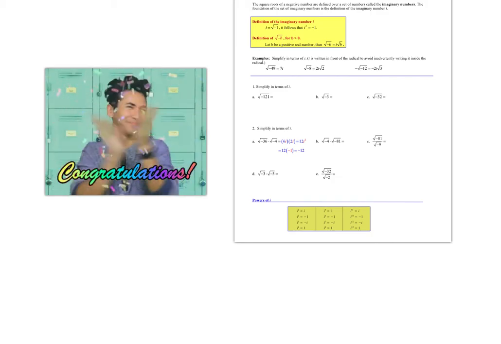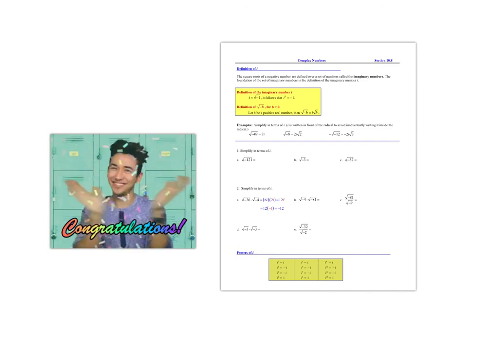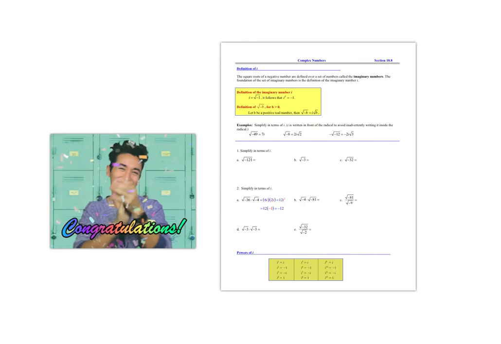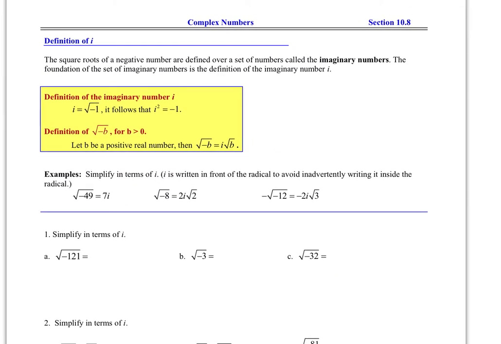So congratulations, you are at the last section of the class. This is it. So let's go ahead and look at 10.8. We have complex numbers that we're going to be working with.